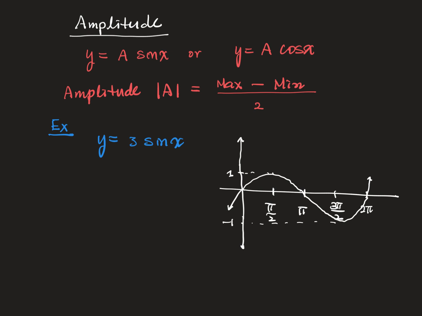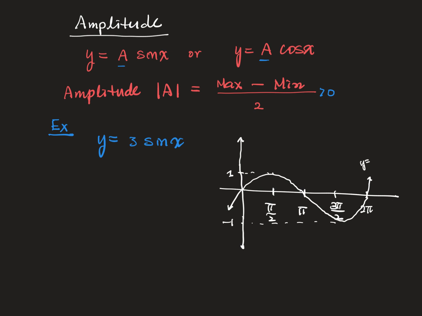Amplitude: the number in front of sine or cosine, A, is the vertical stretching and shrinking, as in algebra class. What does the A value represent? Amplitude is the absolute value of A. This is always positive, guys. Then, maximum minus minimum divided by 2. That's the amplitude.